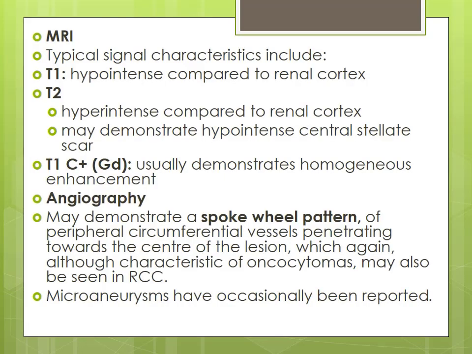On MRI, typical characteristics include, on T1 sequence, they appear hypointense compared to renal cortex. On T2, they appear hyperintense compared to renal cortex. The central stellate scar appears hypointense on T2 image. On T1 contrast gadolinium enhancement, they show homogeneous enhancement. Angiography is rarely performed, and on angiography they appear with a spoke wheel pattern.